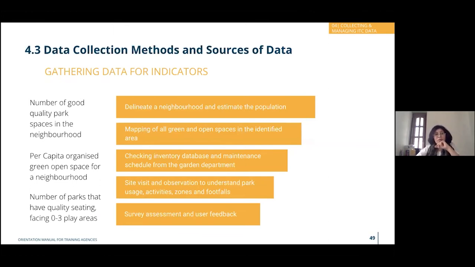Now let's decode what all do we need. So for example, number of good quality park spaces in the neighborhood is an indicator. So what do we need? We need to delineate a neighborhood. Yes, we need to estimate the population. We need to map all the green spaces and open spaces in that identified neighborhood. We will then probably go and check if there are inventories and databases of either the garden department or the smart city, which carries some other information. We'll have to do some site visits, some observation based visits for some of these indicators, etc.